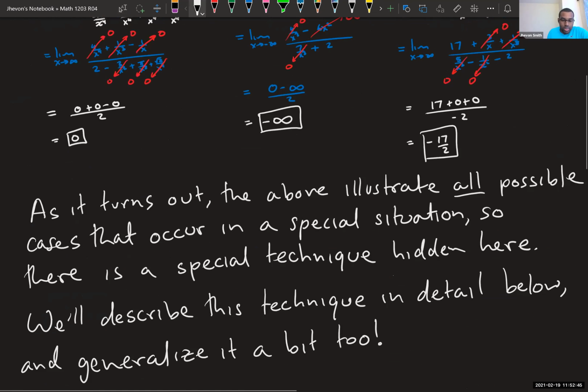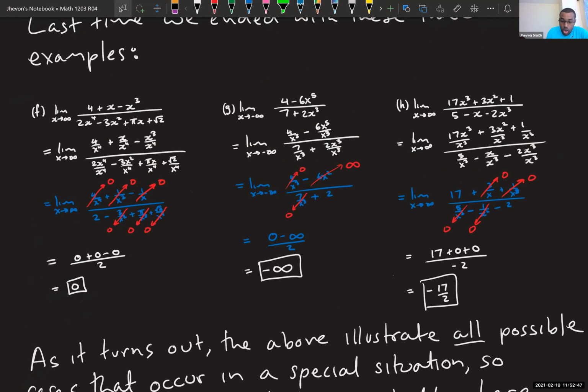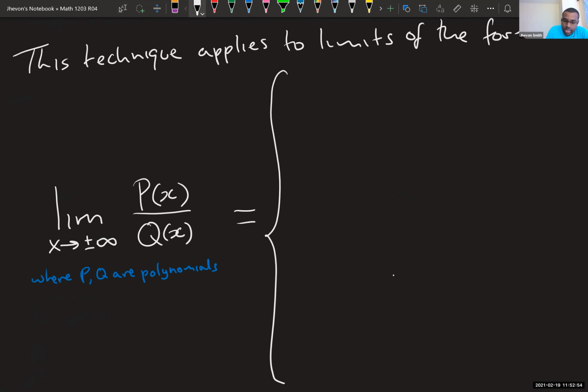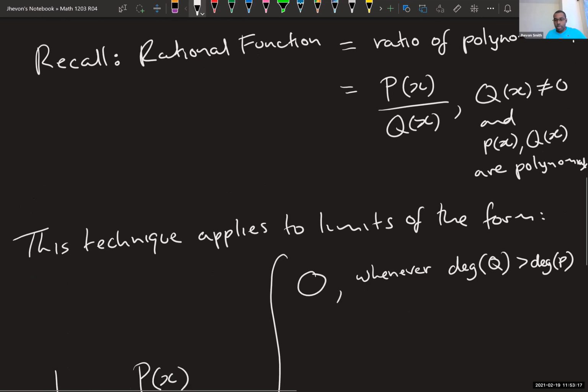You'll notice that one of them, the answer was 0. It turns out that this is always going to be one of the cases. So there are going to be 3 possible cases. One case is you'll get the answer 0. When will you get the answer 0? Whenever the degree of Q is larger than the degree of P. Maybe I should remind you of that.